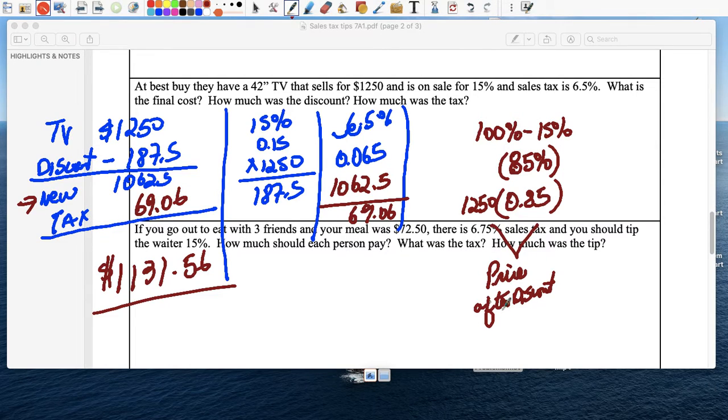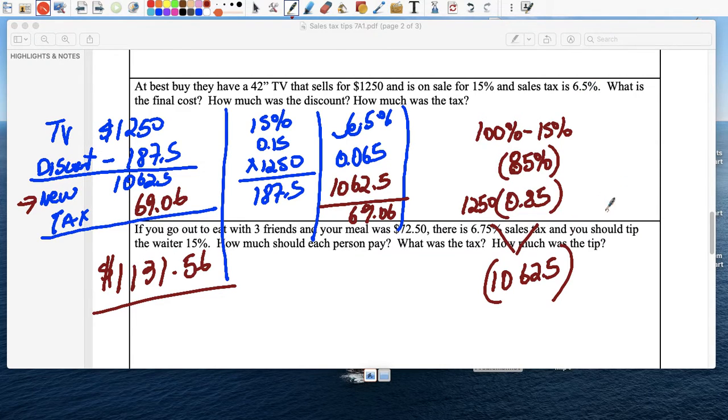And now what's going to happen with this price after discount? I have to multiply it by the tax, right? So what is the tax? Well, the tax is going to be this price right here. So I might as well actually calculate it. 1,250 times 0.85. So here's my new price, 1062.5, right?